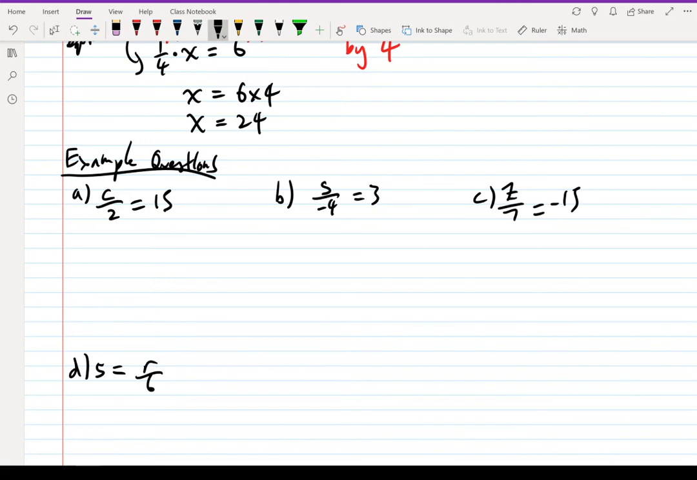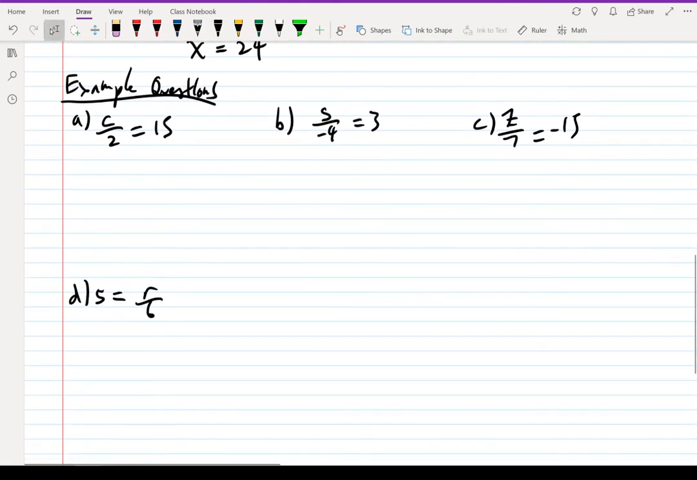So I assume you finished the 4 questions. I'm going to go through the answers. So we want to get rid of the 2 over here. So we're going to multiply both sides by 2. It's going to times 2 and times 2. And so my next step will be c is equal to 15 times 2. And so c is equal to 30.